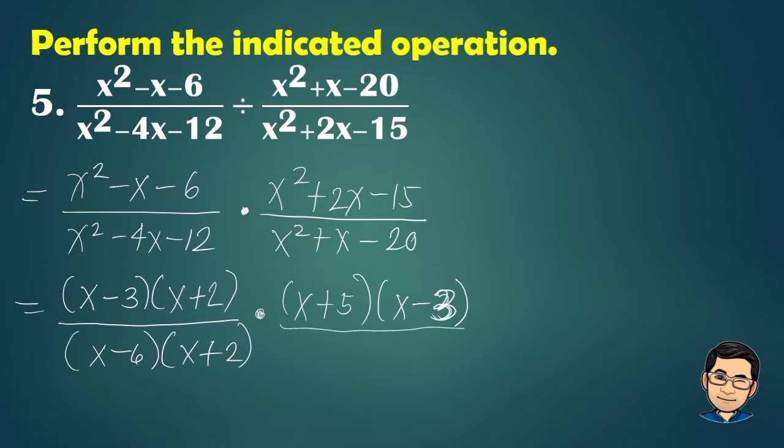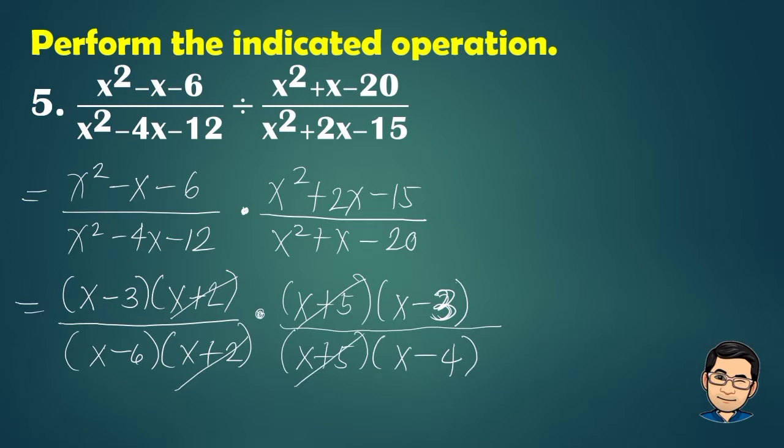Finally, x squared plus x minus 20. So, ang factors ng 20 ay 5 and 4. So, dahil positive yung gitna, magiging x plus 5, tsaka x minus 4. Okay. Next, pwede na tayong mag-cancel out. X plus 2, x plus 2, x plus 5, x plus 5.